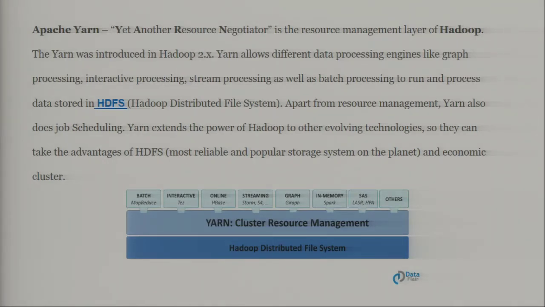Apart from resource management, YARN also does job scheduling. I've told you about this concept: when we start with MapReduce, the first and foremost thing you need to understand is the job scheduling concept, because we have two components there. One is mapping, that is the mapper. The other one is the reducer.